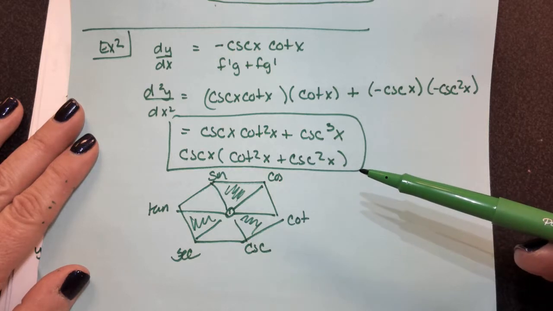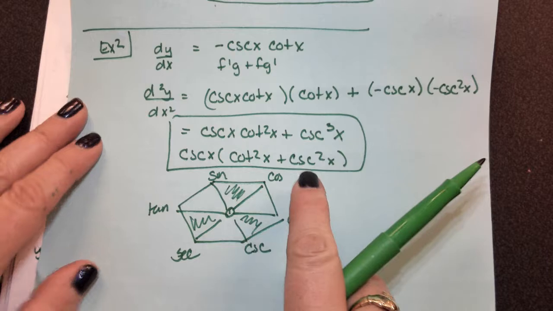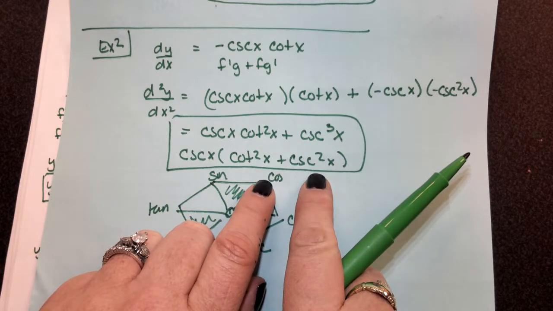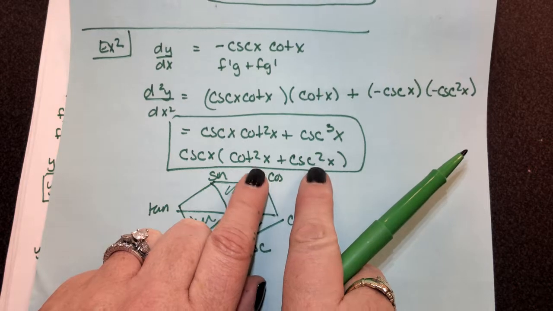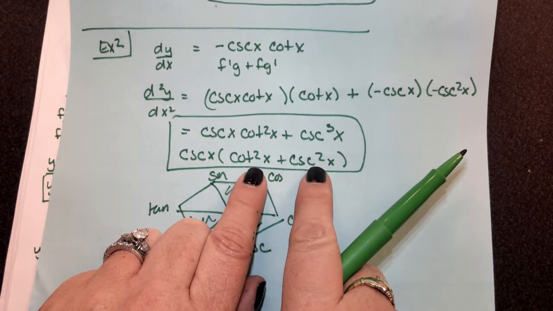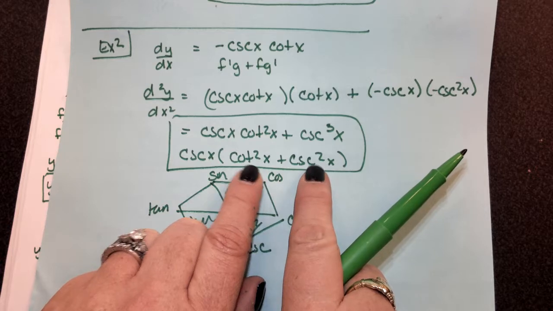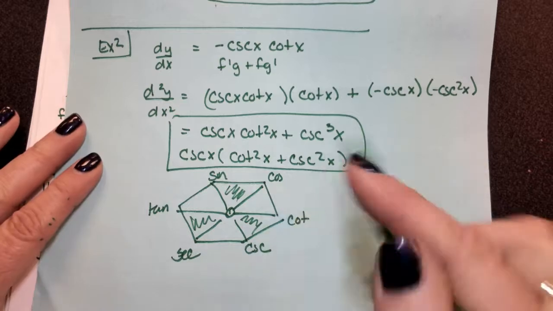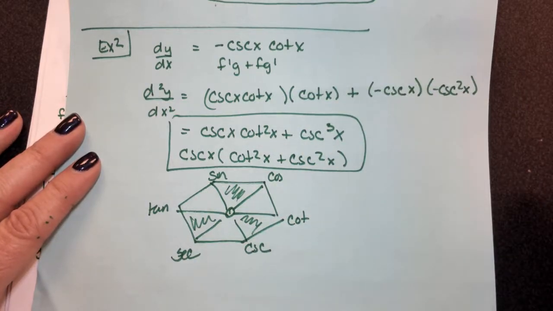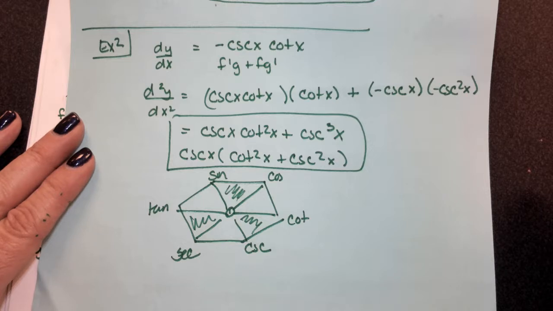99.9% of the time, factoring out the GCF is a good habit to get into, because you very well could do some kind of Pythagorean identity substitution to get a much cleaner, much simplified answer. So when I factor out a cosecant x, I get cotangent squared plus cosecant squared. I just redid that hexagon. Remember that hexagon to help you remember those Pythagorean identities. Remember how this hexagon works?